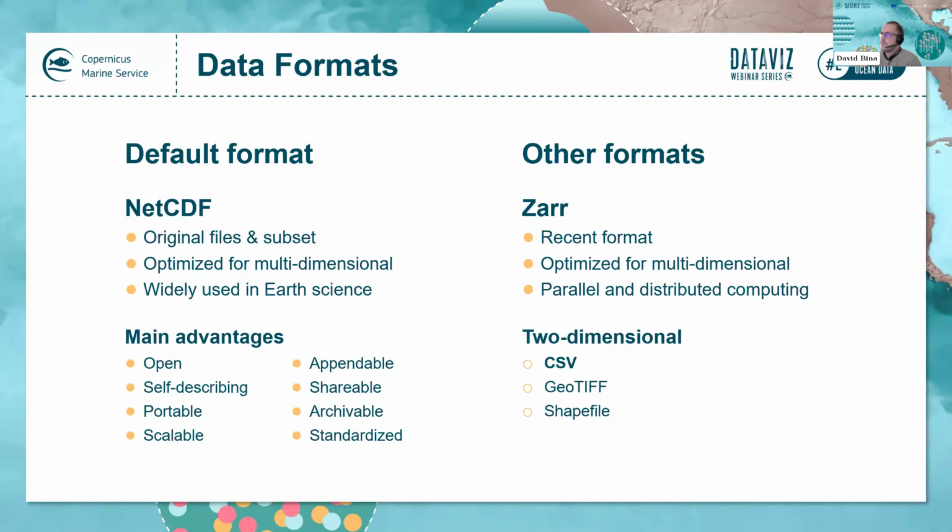On the right, I have listed other formats that you can encounter with Copernicus Marine data. The first one is the Zarr format, which is quite recent. It is also optimized for multidimensional data. The main difference compared to NetCDF is that it's made and optimized for parallel and distributed computing. Also, you will find some two-dimensional data on Copernicus Marine, and I know that some of you are interested in the CSV format, so I will show you in my first demo how we can download data into CSV format. And just to mention them, we also have GeoTIFF and shapefile for really few products.